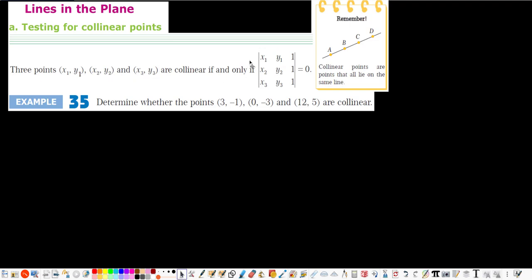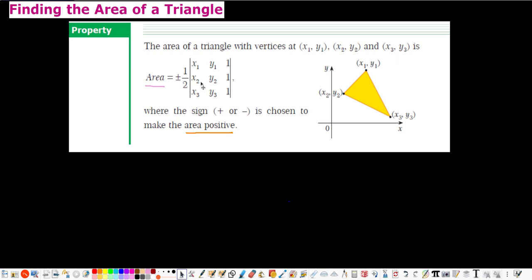If they are collinear, the determinant of this expression should be equal to 0. If you remember from the previous lesson, I'm going to show also the previous formula. Here, x1, y1, 1, x2, y2, 1, x3, y3, 1. This is the same part. Only the extra part is 1 over 2 for the area, 1 over 2 times this part.